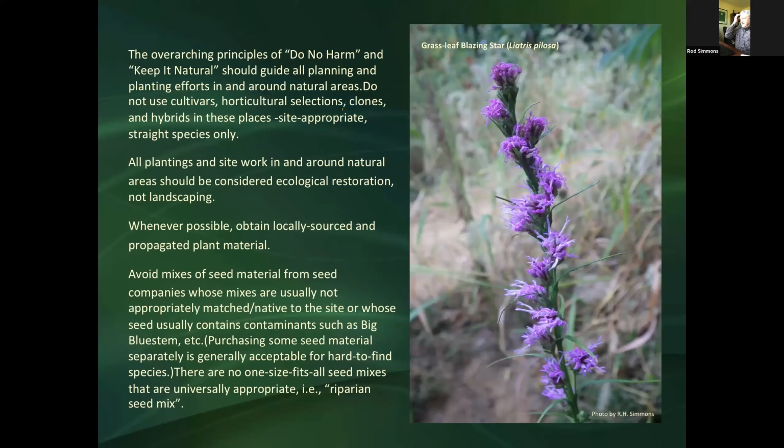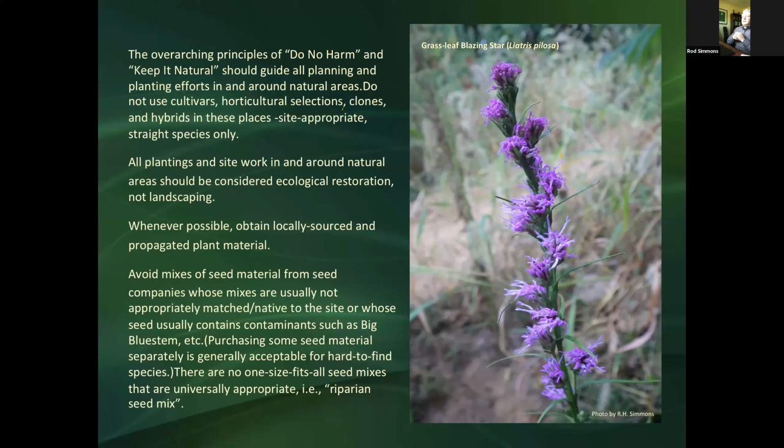Here's a good example. I use the grass leaf blazing star, Liatris pilosa, as an example. In the city of Alexandria, for instance, we're purely on the coastal plain and fall zone, no Piedmont. The native species in eastern Fairfax County and Alexandria would be the plant here, the Liatris pilosa.